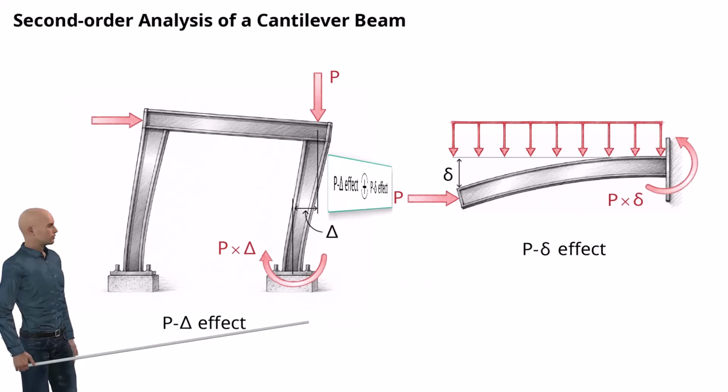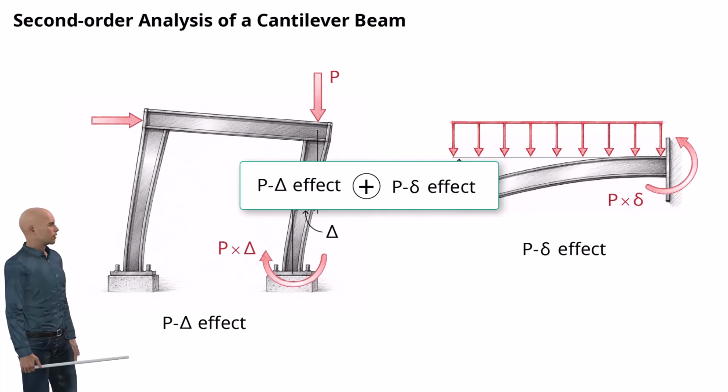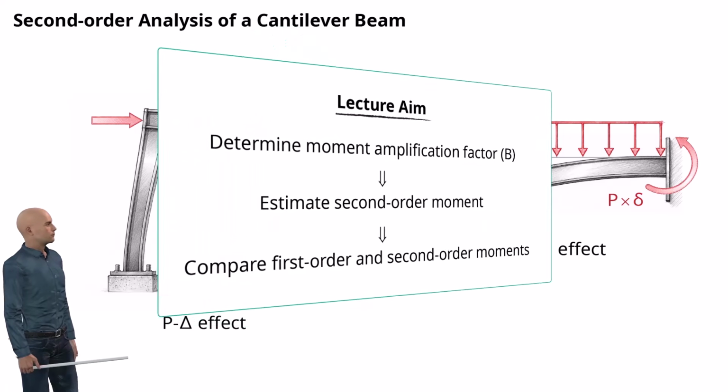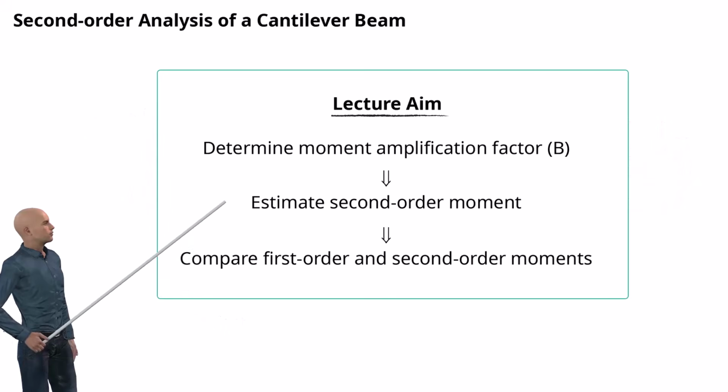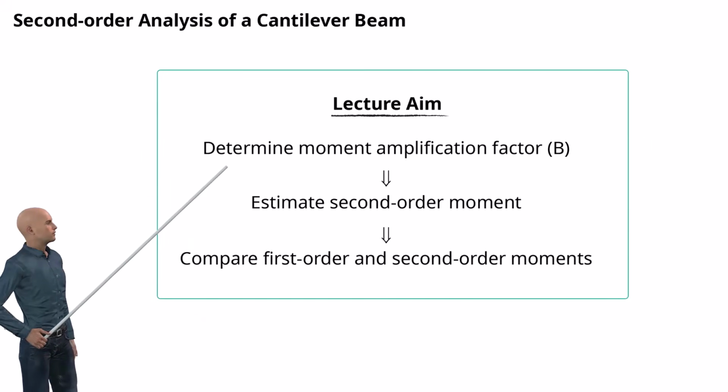In real structural systems, both effects can occur at the same time. The structure may sidesway. The members may also bend locally. When that happens, the secondary moments add to one another. Together, they can amplify the internal member forces, and that amplification can be larger than what either effect would produce by itself. The aim of this lecture is to determine a moment amplification factor that accounts for the small P-delta effect in a cantilever beam.